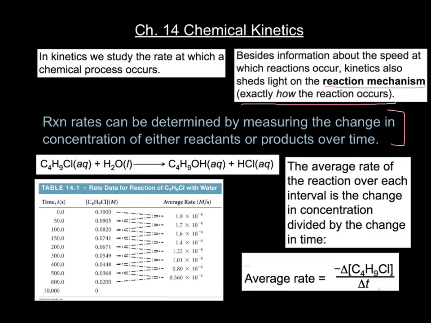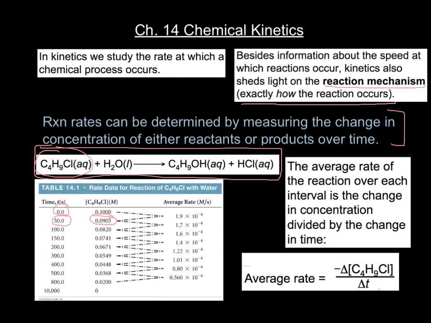Let's take this example here and talk about how we can manipulate this in terms of changing of concentration over time. So if we look at this chart, we have our reactant here, C4H9Cl, and it's some given concentration at time equals 0. So at the very beginning of this experiment, there were 0.1000 molar of that substance. After 50 seconds, I now have 0.0905 molar. So my concentration has decreased.